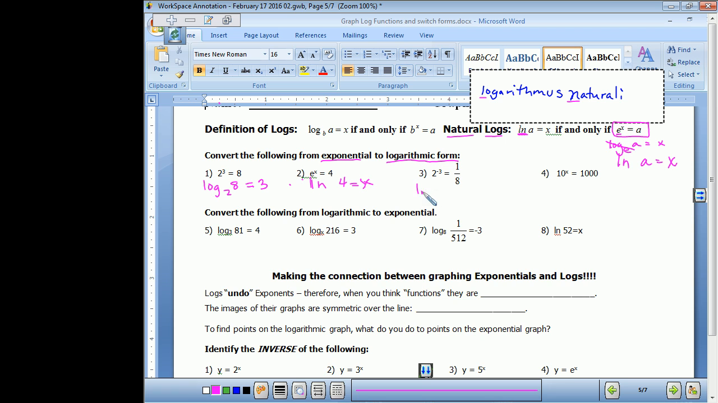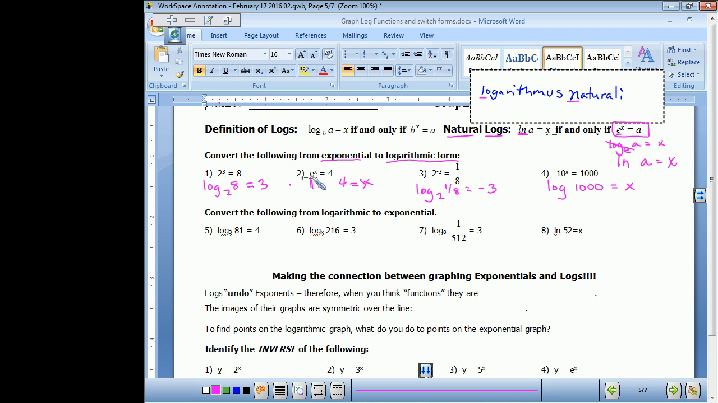All right, this becomes log base 2 of 1/8 equals -3. This becomes log base 10. Do we need to write a 10 when it's base 10? No, because that's the common log. So log of 1,000 equals x.